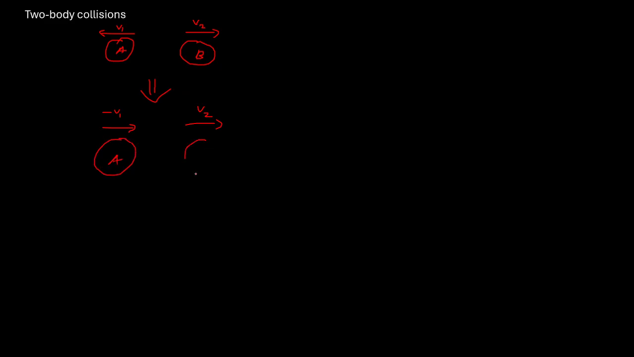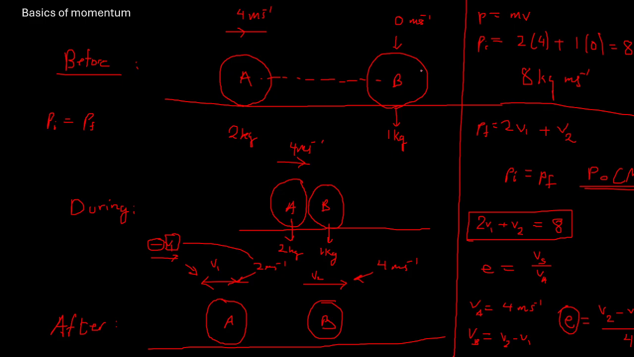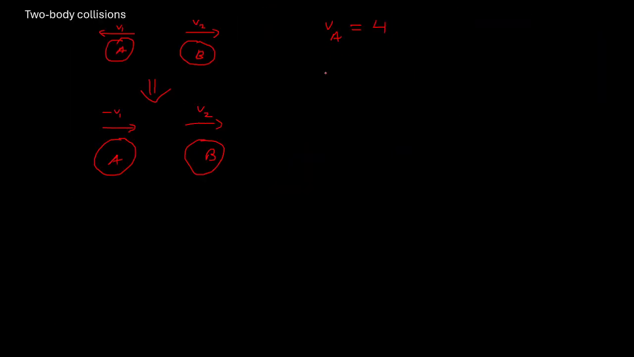a, b. Okay, and let's consider the initial values. va equals 4, because we are not touching the previous circumstance. Okay, e equals 1 by 2.